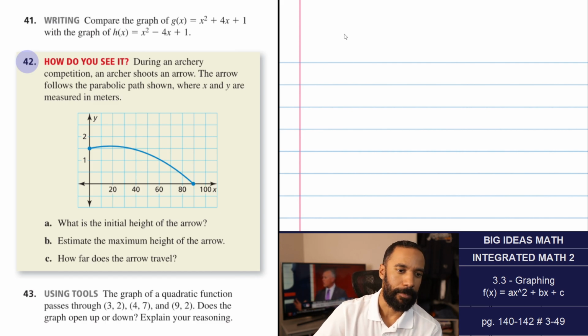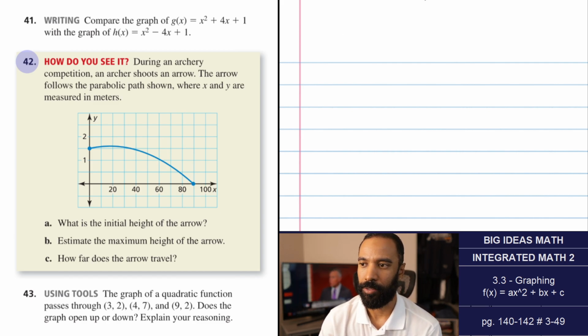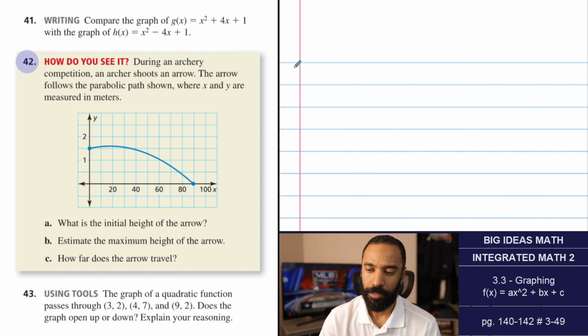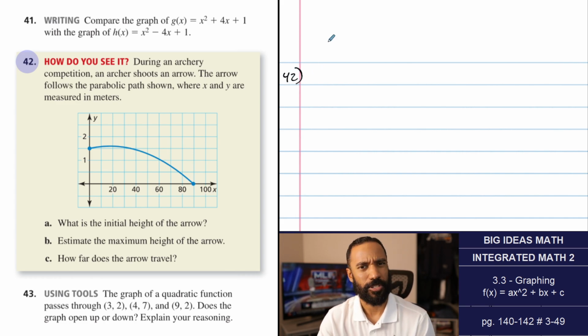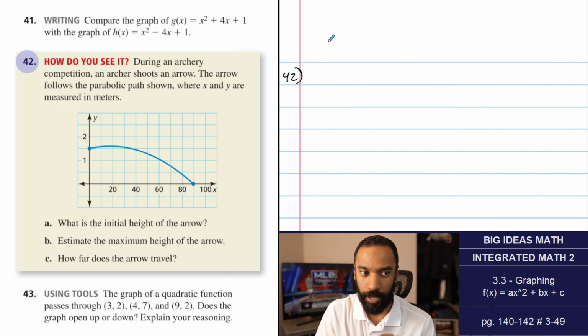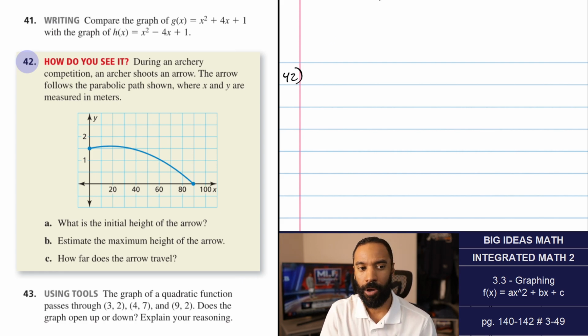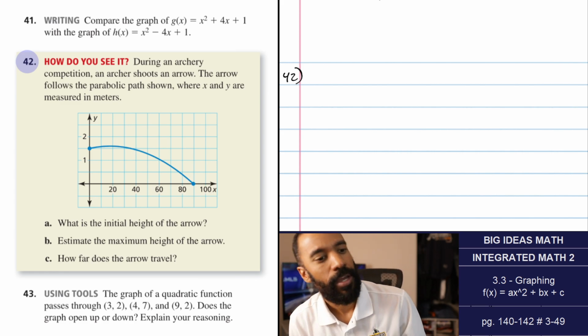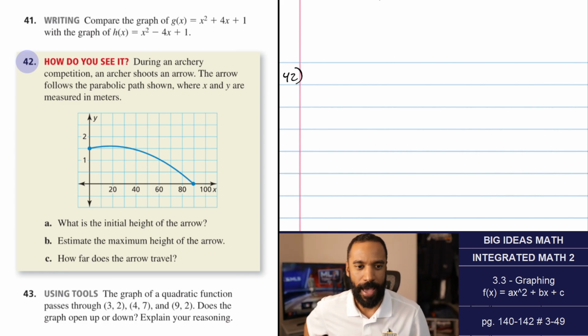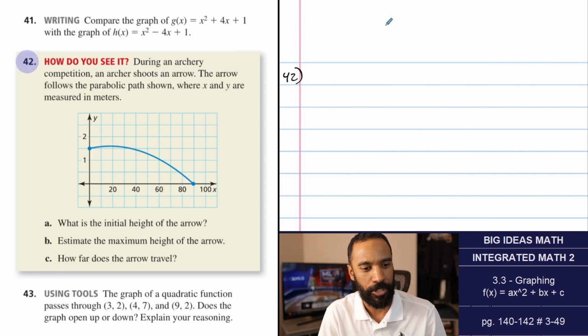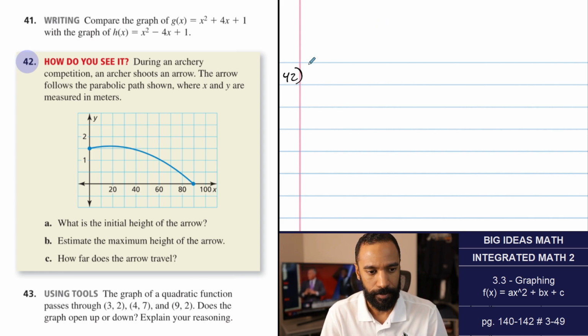During an archery competition, an archer shoots an arrow. Hi, I'm Archer. My impressions aren't good today. All right, during an archery competition, an archer shoots an arrow, just like Archer. The arrow follows the parabolic path shown, where x and y are measured in meters.